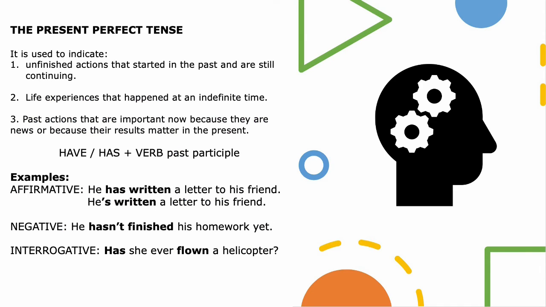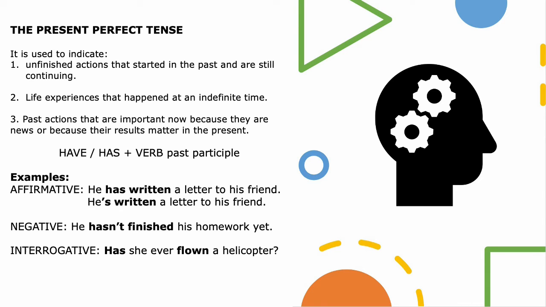In this next exercise, we will also be practicing the present perfect tense. Remember, the present perfect is used to indicate unfinished actions that started in the past and are still continuing. They can also indicate life experiences that happened at an indefinite time, or past actions that are important now because they are news or because their results matter in the present. We use the form have, has plus verb in its past participle form.